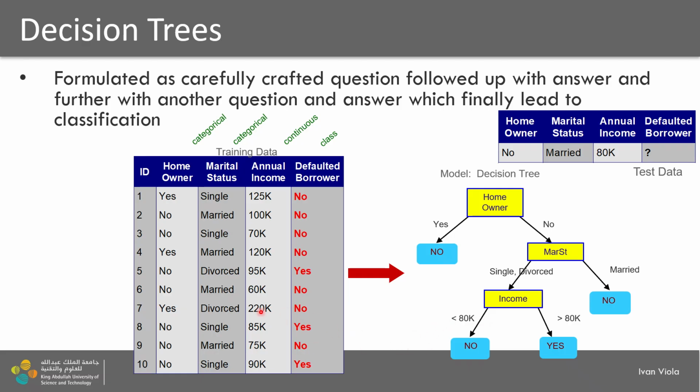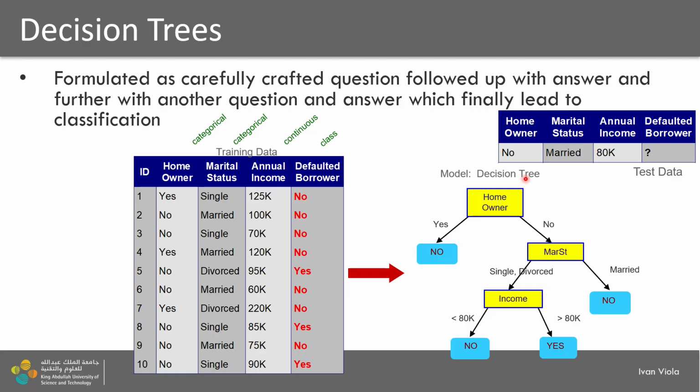We can see that, for example, this person who was divorced has a very high income, but was not a defaulted borrower. But this case we already ruled out because at the top he is a homeowner and was able to repay the loan. So we can see that those who are not homeowners, are single or divorced, and have a high income are surprisingly a group which is susceptible to not repaying the loan.